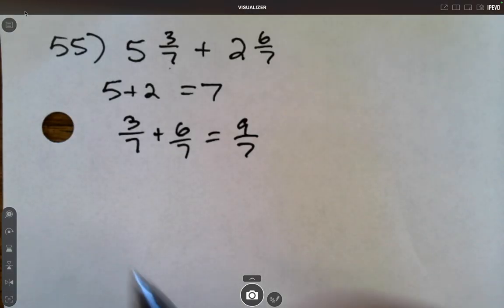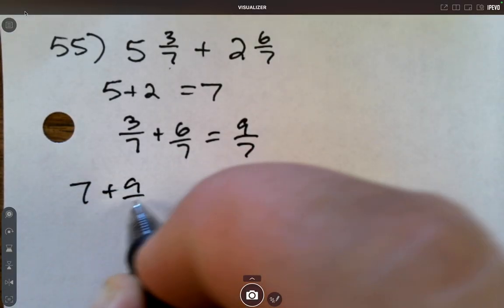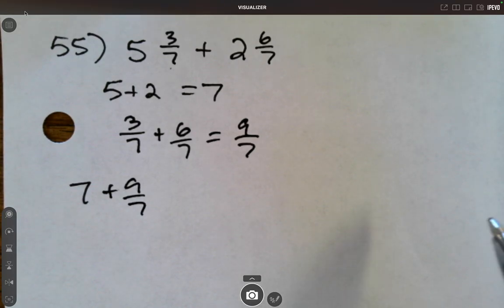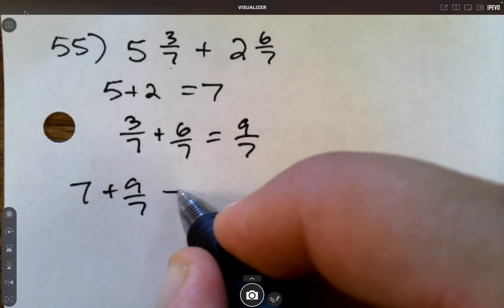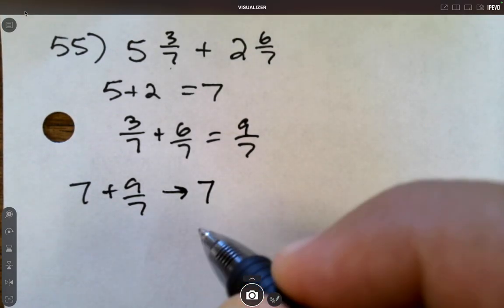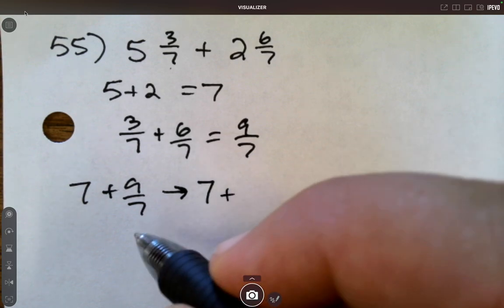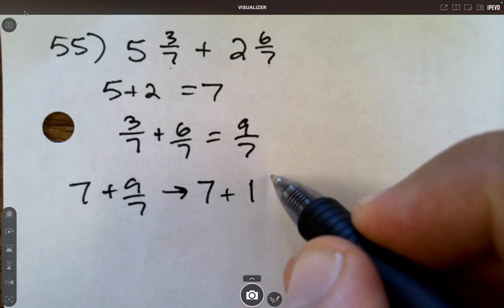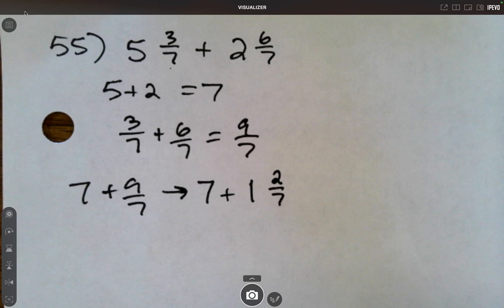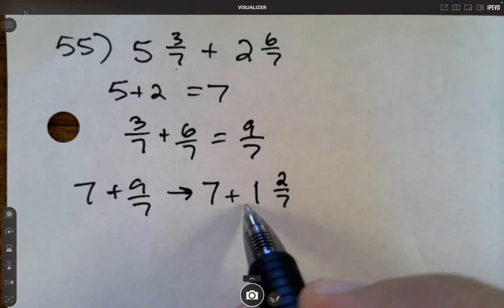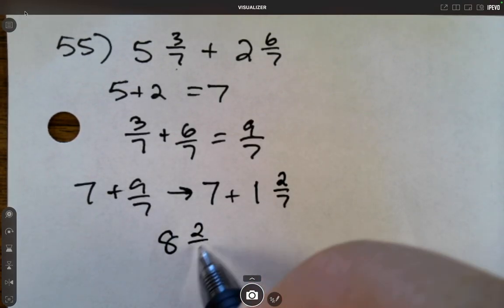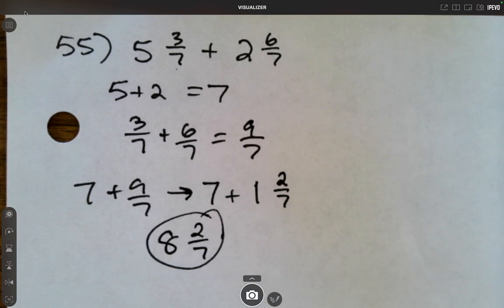So we have a total of 7 and 9/7. But 9/7 is improper, so we've got to convert it. Keep the 7 the way it is. 7 goes into 9 one time with 2 left over. 7 plus 1 is 8, so our total is 8 and 2/7.